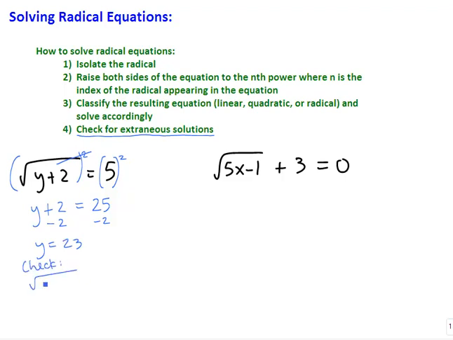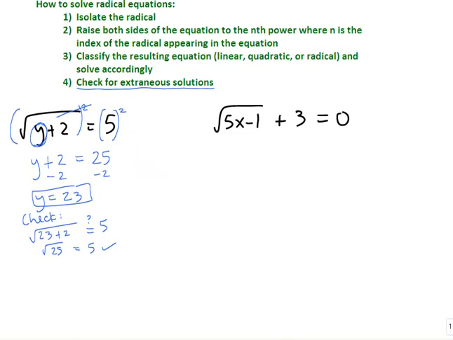So we're going to take 23 and we're going to put it back into the original equation right where that y is. So this would become square root of 23 plus 2, and we're trying to see if this really does equal 5. Well, 23 plus 2 is 25, and the square root of 25 is 5. So it does work, so 23 is our solution. Okay, let's try another example.